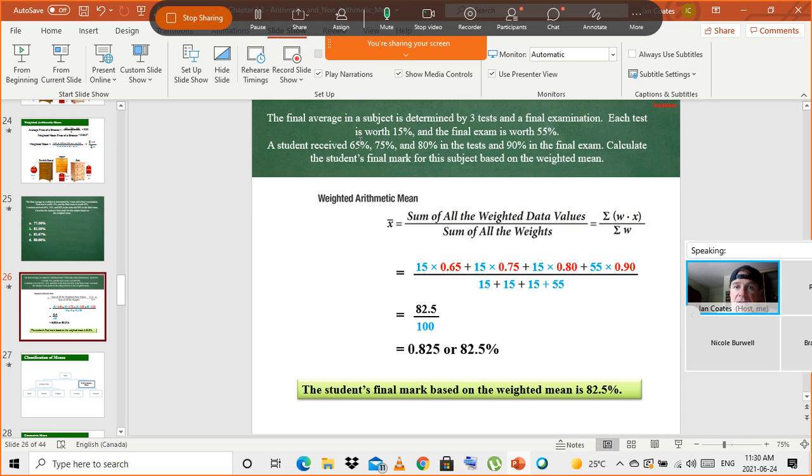So 15 times 65% plus 15 times 75% plus 15 times 80% plus 55 times 90%. 15, 15, 15, 55, all over 100 on the bottom. So you get 82.5 out of 100, which is 82.5%. That's how we calculate your final marks for the end of term. That's a good one. Try a couple of these.